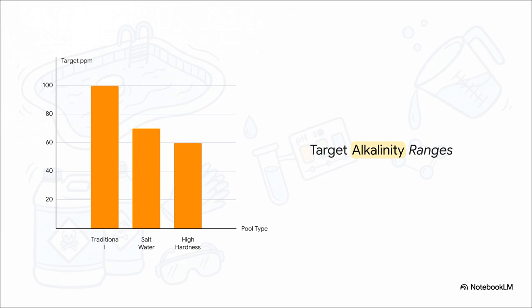But listen closely to this. If your alkalinity drops below 60 parts per million, your water becomes highly corrosive. It will literally start eating away at your pool's plaster, the grout, metal fittings, and even the heat exchanger inside your heater. Bad news all around.